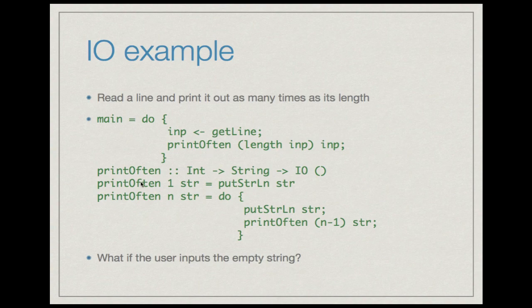That's achieved as follows. printOften is a function from Int and String to IO empty. printOften 1 string is just putStrLn string. printOften n string is a recursive function. Inside a do block, you first putStrLn string and then you printOften (n minus 1) string.